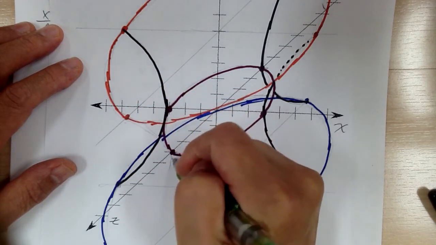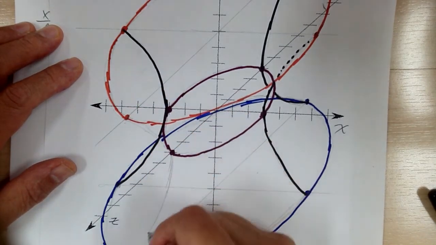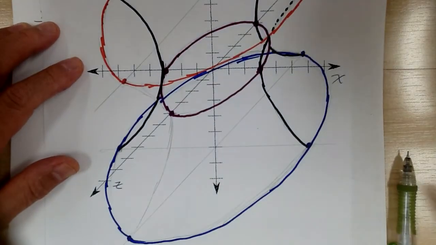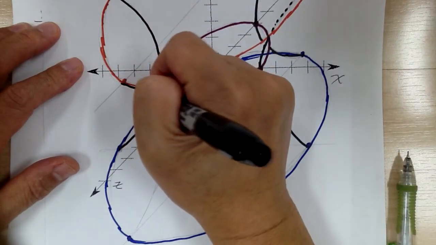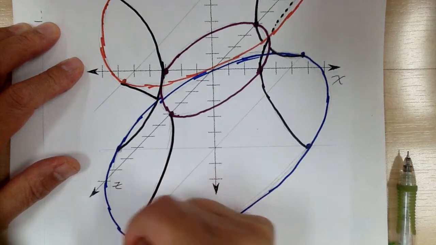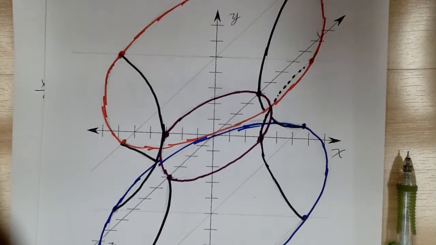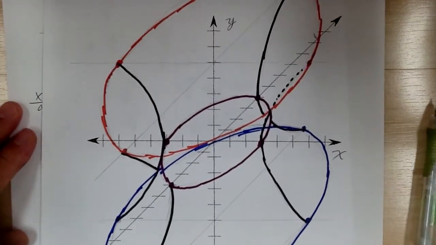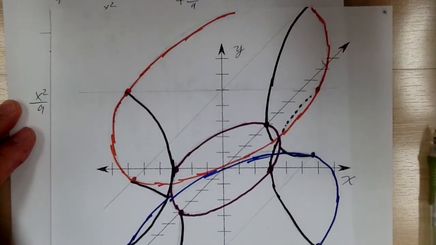There are a lot of lines, so you want to use different colors to help you keep track. Okay, so it looks something like this.